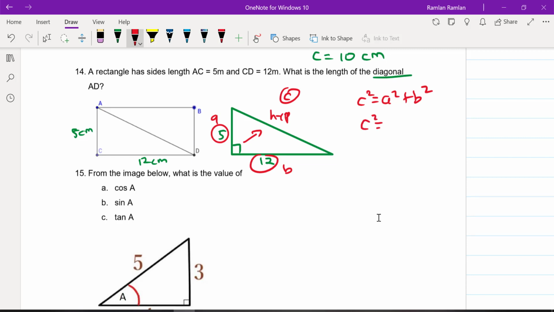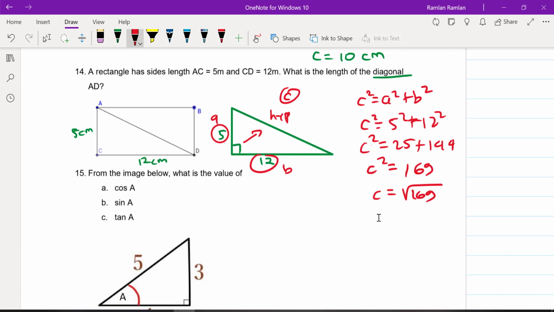So C squared equals 5 squared plus 12 squared, and then C squared equals 25 plus 144, and then C squared equals 169, and C equals the square root of 169, and that will be equal to 13 centimeters. So this is going to be the value of the distance of the diagonal AD.